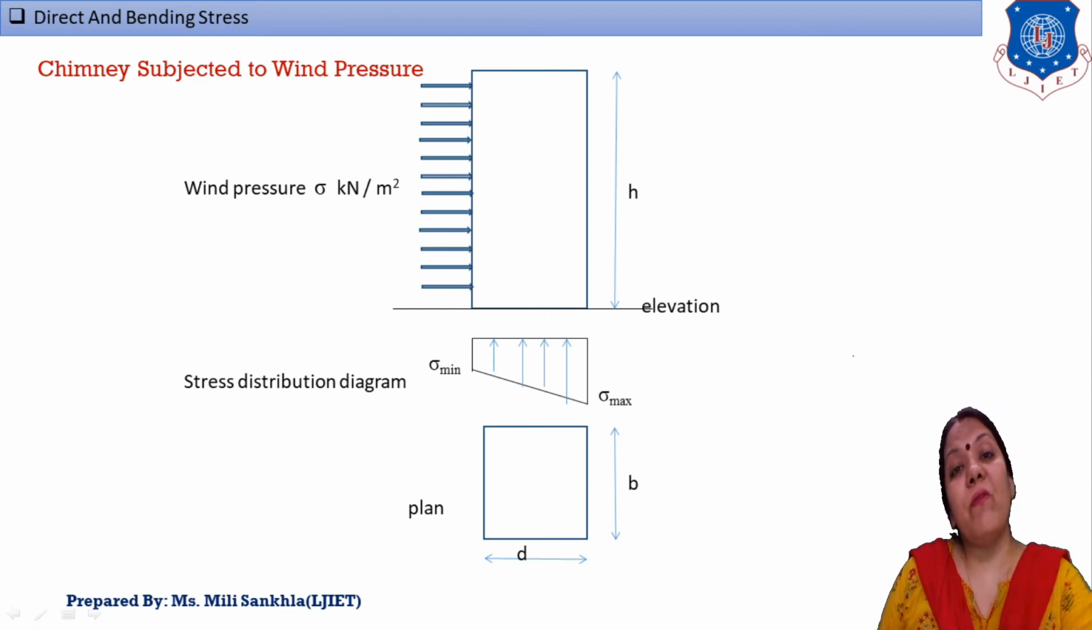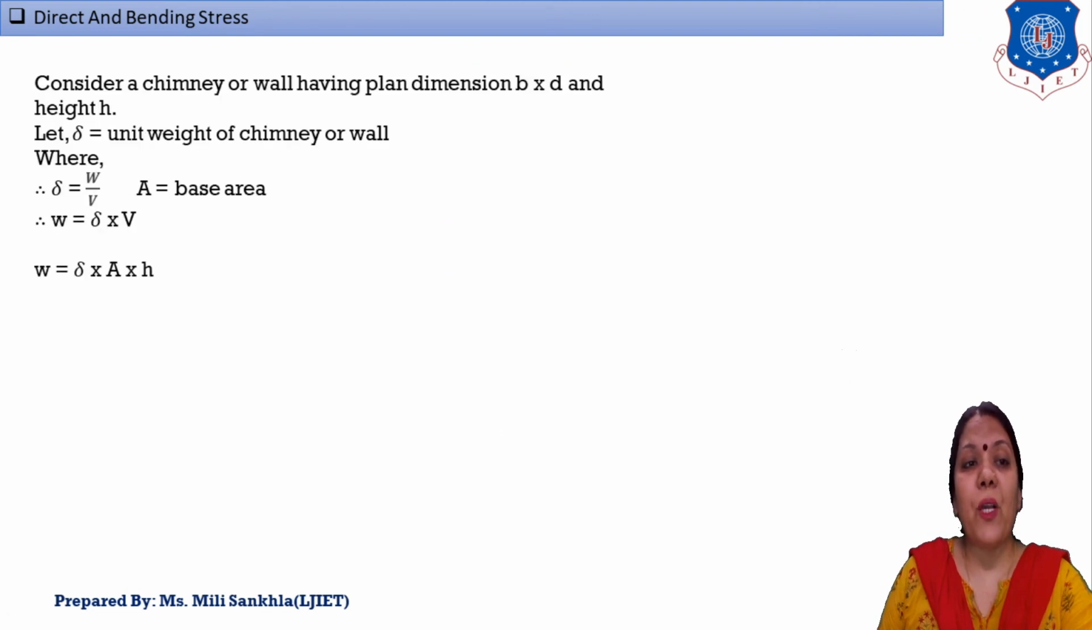Now, one by one, we find the direct and bending stress for this chimney. First, density, that is the unit weight of the material used for construction of the chimney. Density is simply weight per volume. So weight is equal to density into volume, and volume is equal to area into height. Normally we write area into length, but in a chimney the major factor is height, so in place of length I take height.